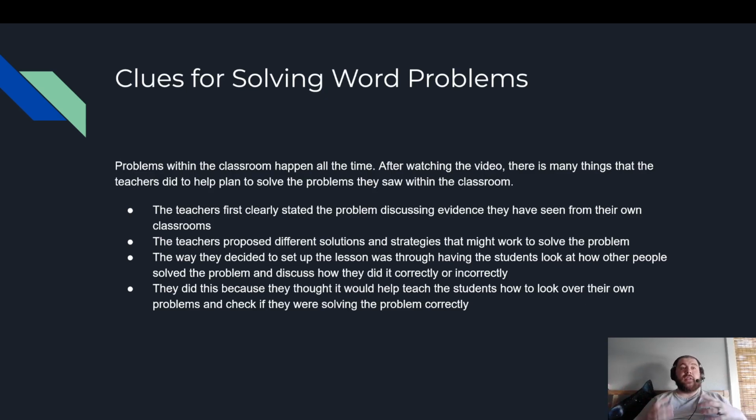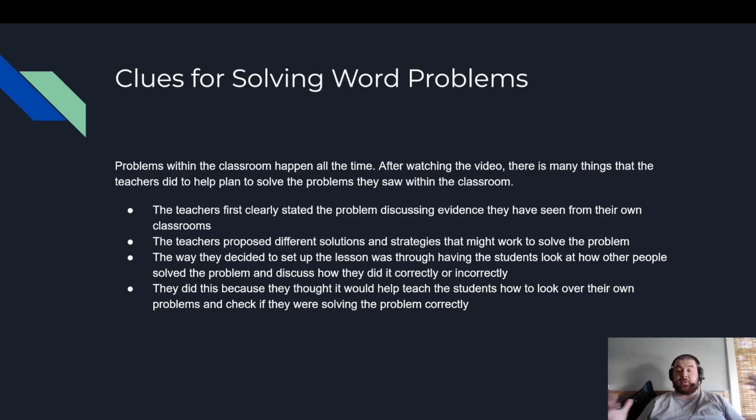And they were talking about how this is actually not the case because the problem is actually asking for other things, and they're trying to discuss how they're actually going to be able to go over that. So they did a really good job at clearly stating the problem and then discussing the evidence they've seen in their own classrooms. They bring up their own students, what happens, and so on.